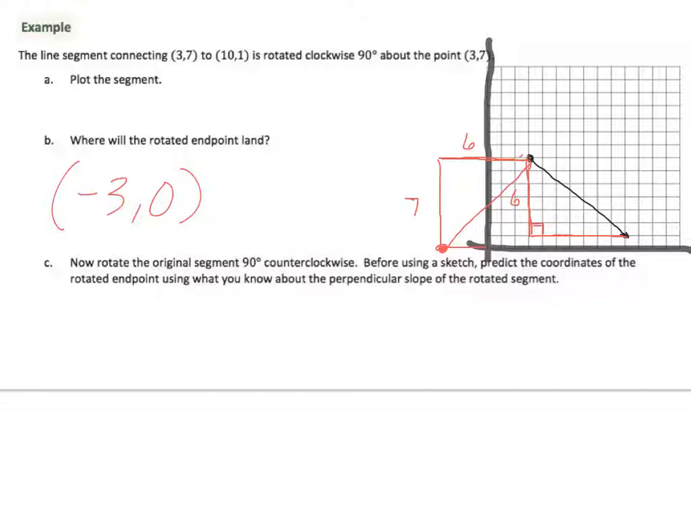I mean, the slope of this line right here is rise over run, so I'm going up 6, over 7. My original slope is a rise of 6, a run of negative 7. So my perpendicular slope is positive 7 over 6, so a rise of 7, a run of 6, which totally makes sense, right?